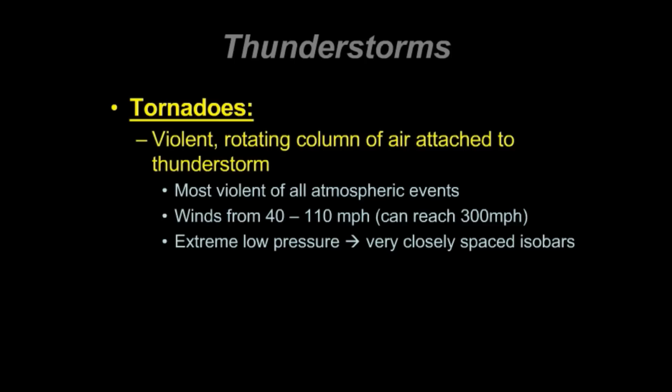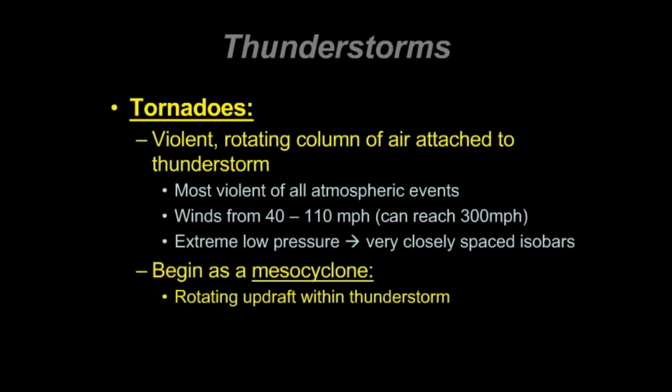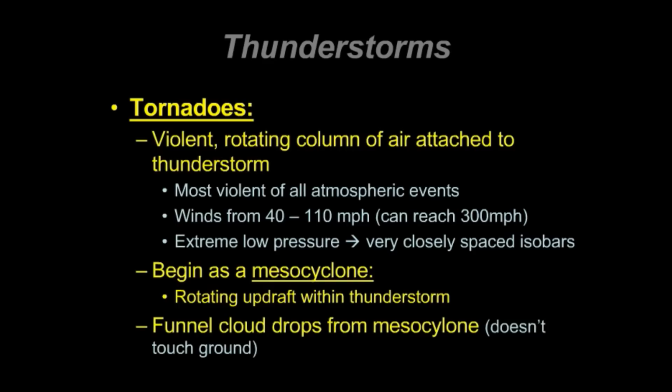Tornadoes are a good example of an extreme low pressure. And of course, with that being said, with the high winds, we're going to see very closely spaced isobars that measure pressure. An origin of a tornado begins as a mesocyclone, which is a rotating updraft within a storm. I'll describe it and showcase this in a following video. Another characteristic of a tornado is a funnel cloud often pops out of a mesocyclone, but it's only a funnel cloud if it doesn't touch the ground. If it does touch the ground, then it's called a tornado.